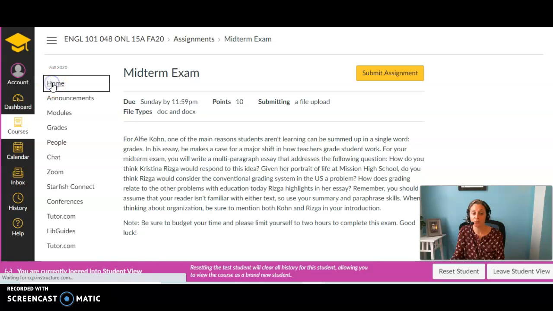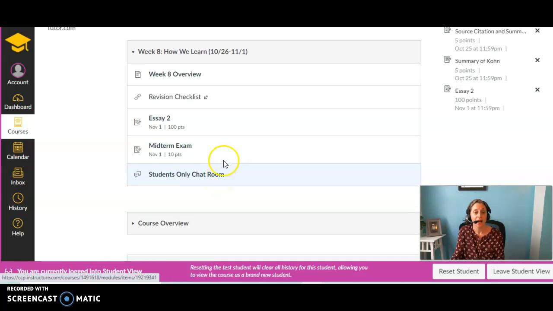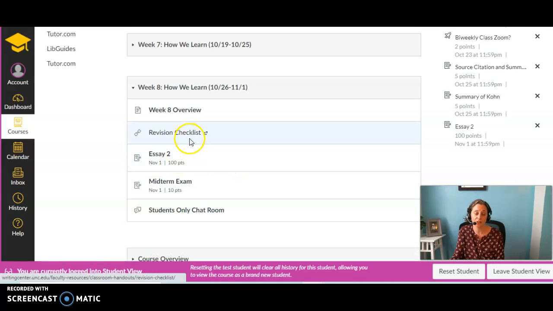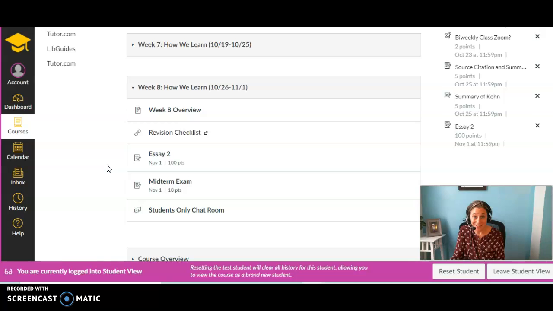There's no discussion board this week. The chat room is still alive if people want to chime in. This revision checklist is something to go over before you submit Essay 2. And that's about it. I say that's about it, but I know that's a lot of work. So good luck. Ask me if you have questions. Reach out if you have questions. I think that's about it.